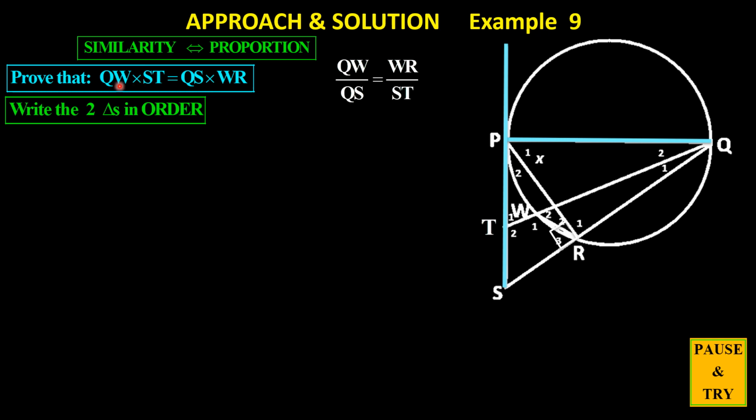The standard form here would be, we take the ST and bring the ST to the other side. ST, we divide by ST. The QS, we divide by QS. So there's the expression that you can just check there. If we multiply, we get exactly the same expression. Now, we want to get two triangles. And this is now easy for us. We've done this many times.